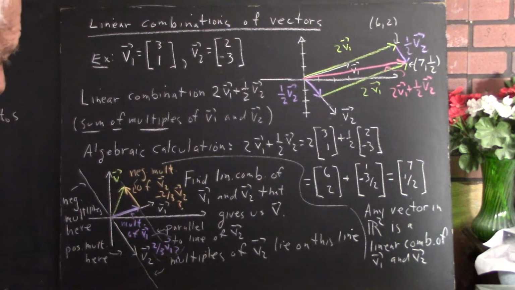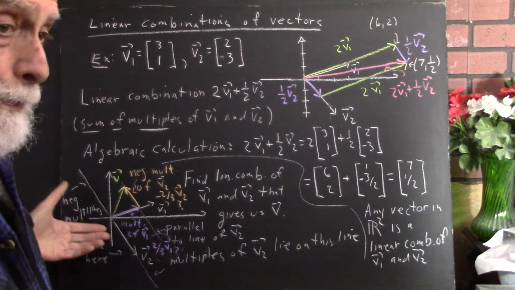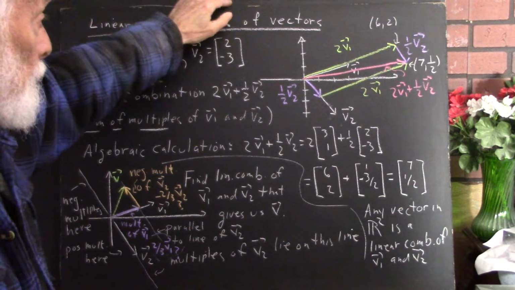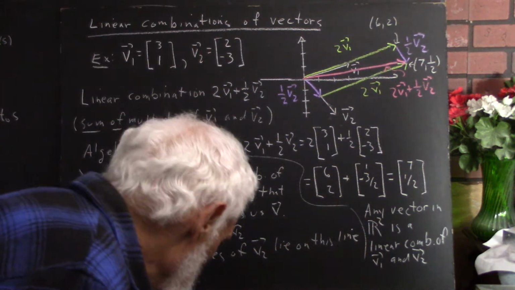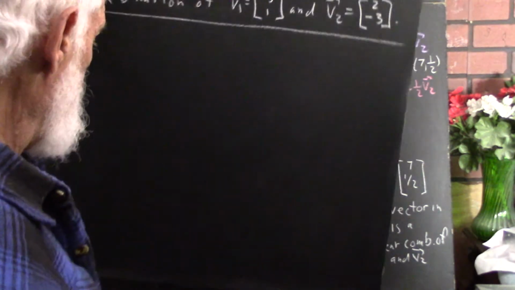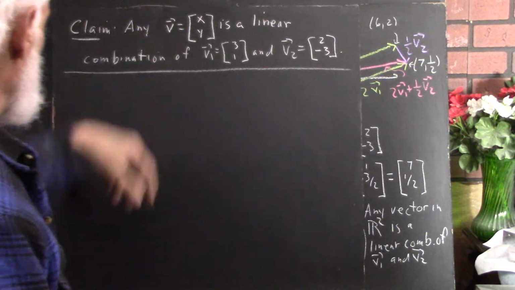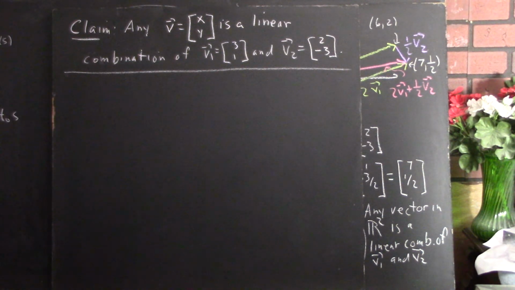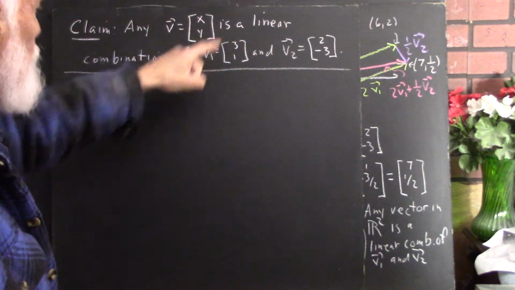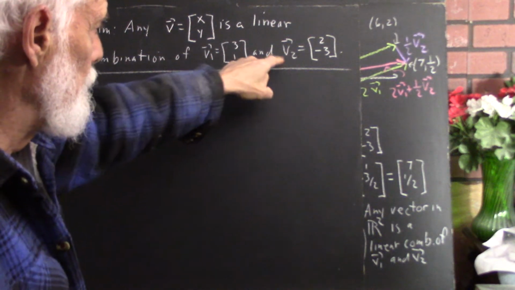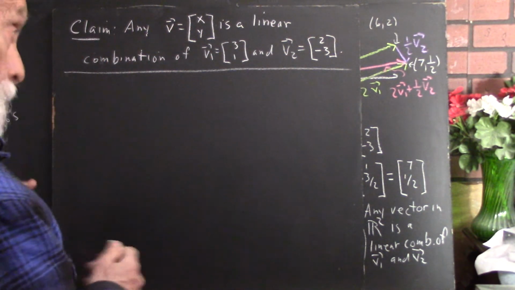It seems totally obvious that should be the case just from the geometric interpretation. Now we want to go ahead and show that algebraically. Okay, so we're going to do some algebra. Any vector v equal to (x, y) is a linear combination of v1 equals (3, 1) and v2 equals (2, -3).